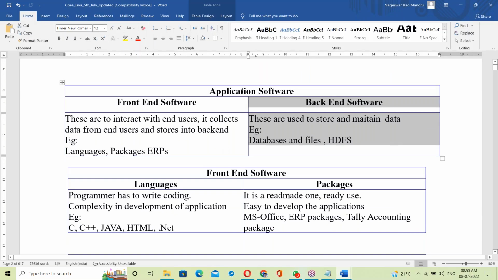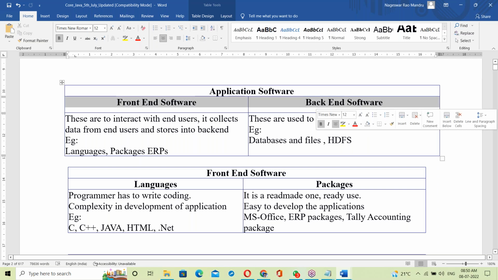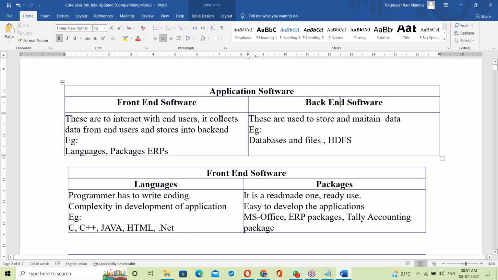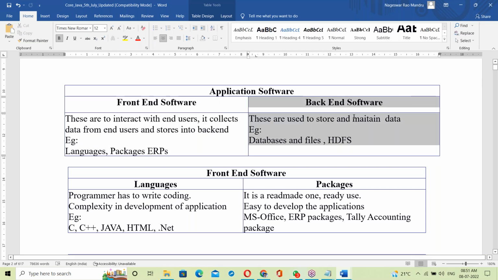Same thing in the document. Java is an application software. In application software there are two categories, front end and back end. Which category does Java come under? Back end. These are easy for storing and maintaining data.